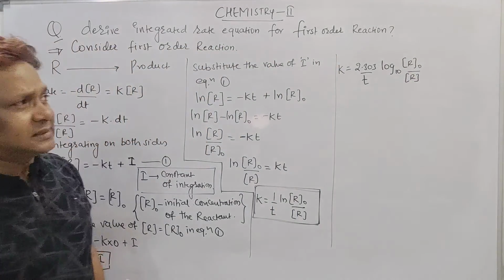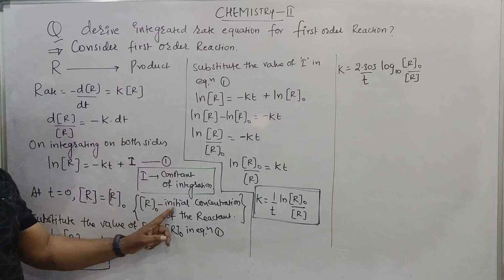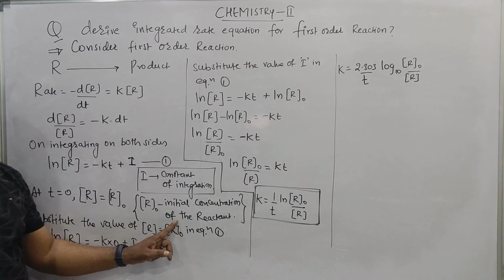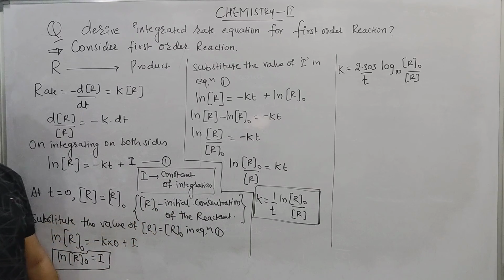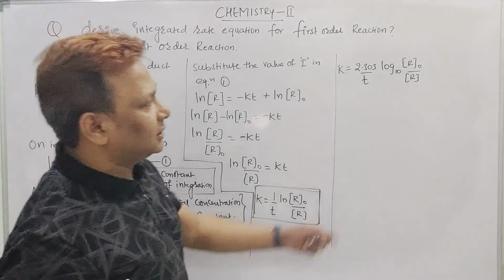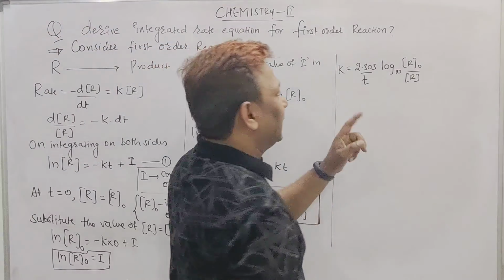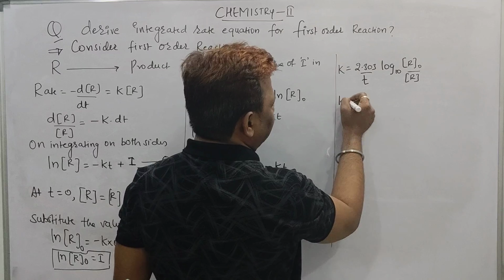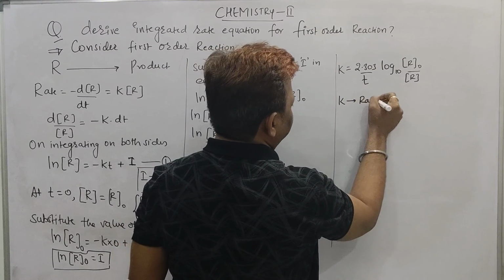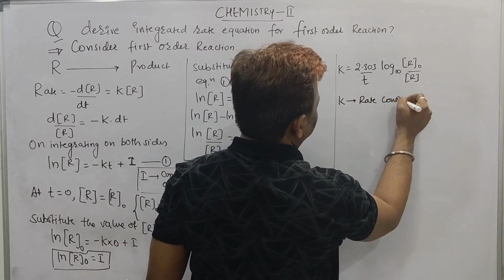Right? Now, what is the R naught, beta? It is the initial concentration of the reactant. What is the R, beta? R is the concentration of the reactant at time t. If you want, I'll write. What does k indicate, beta? k indicates here the rate constant.